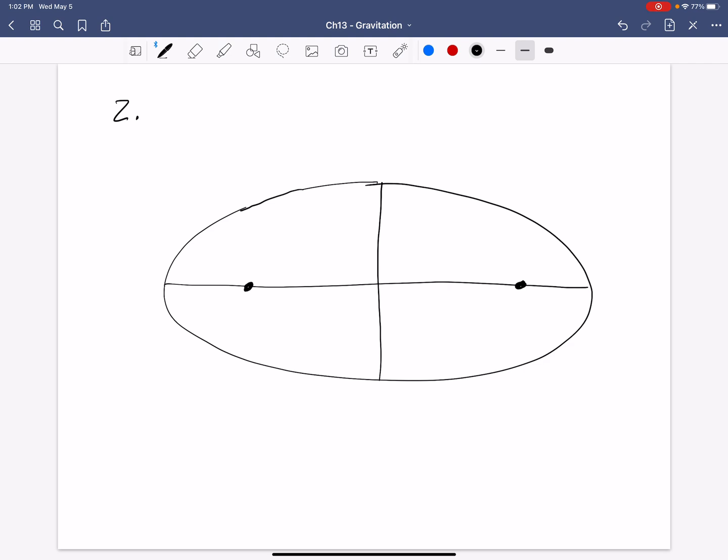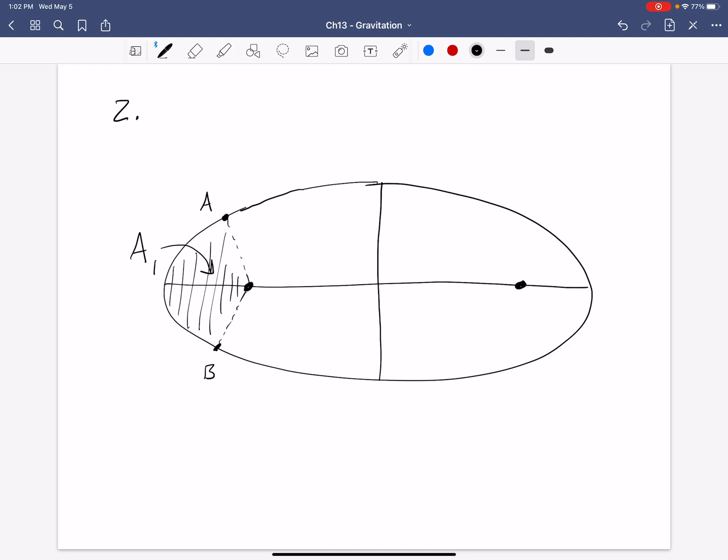So, okay, when the planet is at this position and the time it takes to go over to this position, let's call those points A and B, it sweeps out some area right there. Some area we'll call A1. And it takes some time to do that.